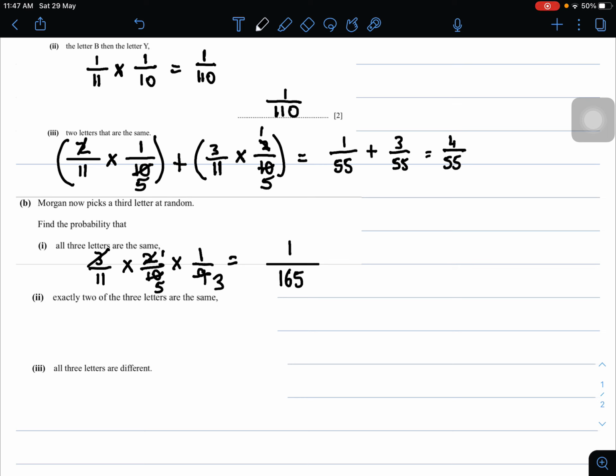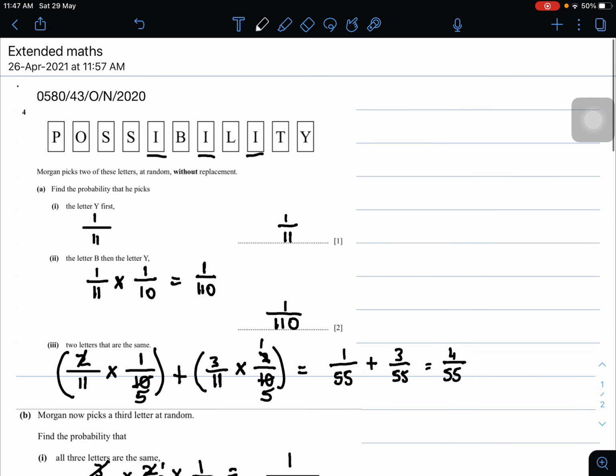Exactly 2 of the 3 letters are the same. So now again there can be 2 possibilities for this, 2 scenarios, which automatically you should register that there should be a plus sign between the 2 scenarios, as the 2 scenarios cannot occur simultaneously or cannot occur while the other scenario is taking place. So one of the scenarios would be that you pick 2 S's and a third completely random letter, or you pick 2 I's and a third completely random letter.